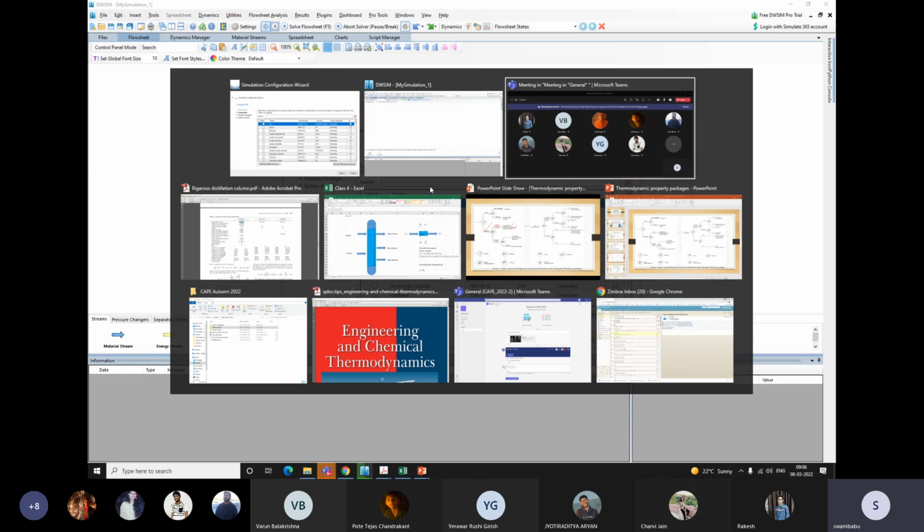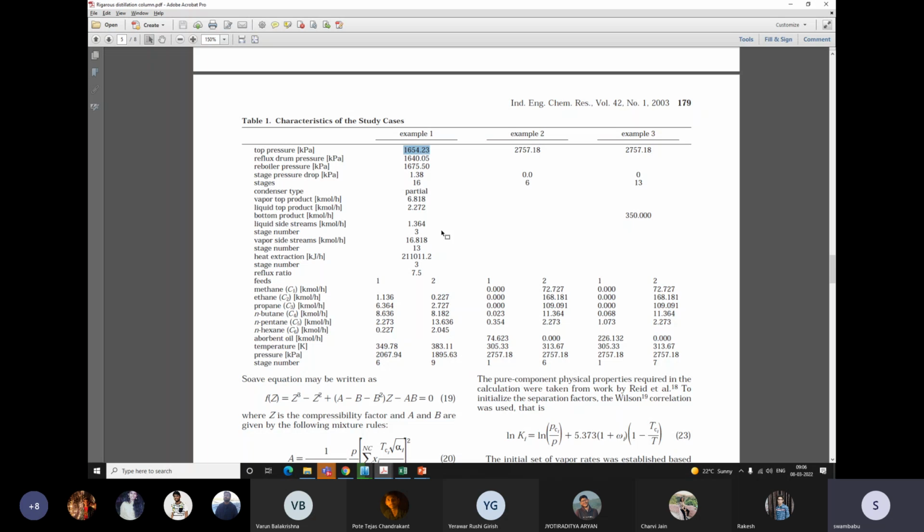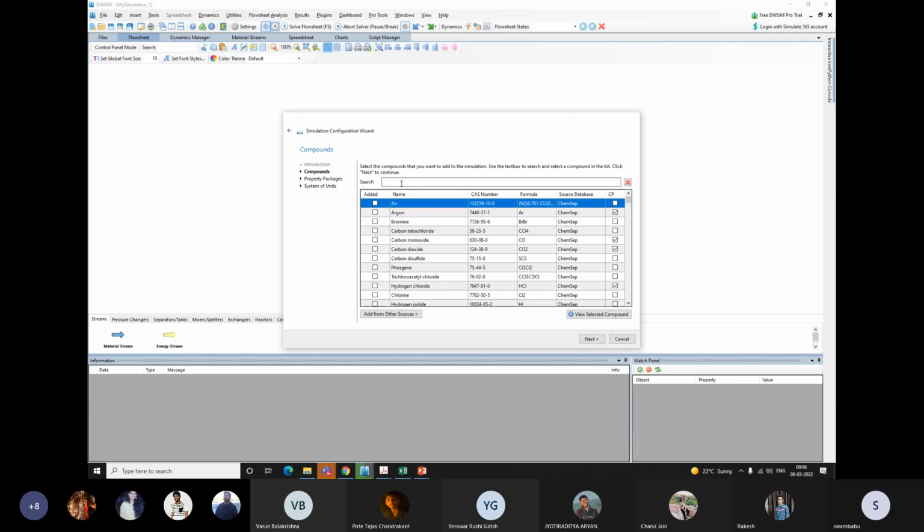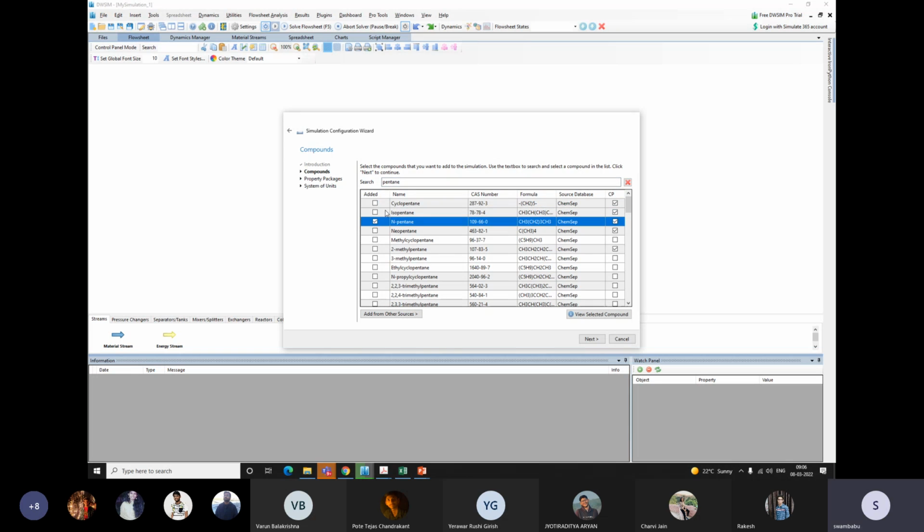So in this research paper, they did ethane, propane, butane, pentane, and hexane. So I will take these components: ethane, propane, butane, pentane, and hexane.